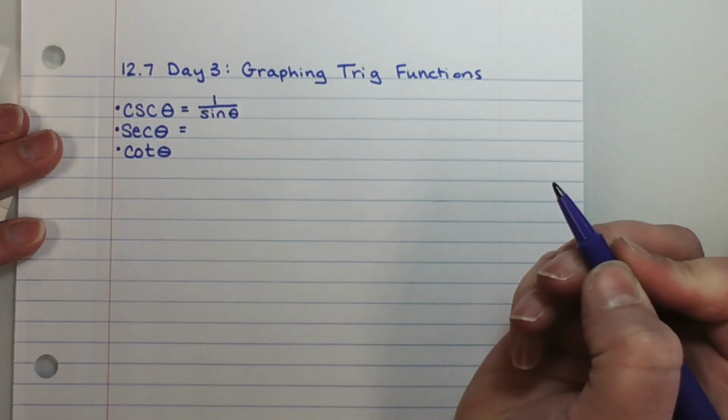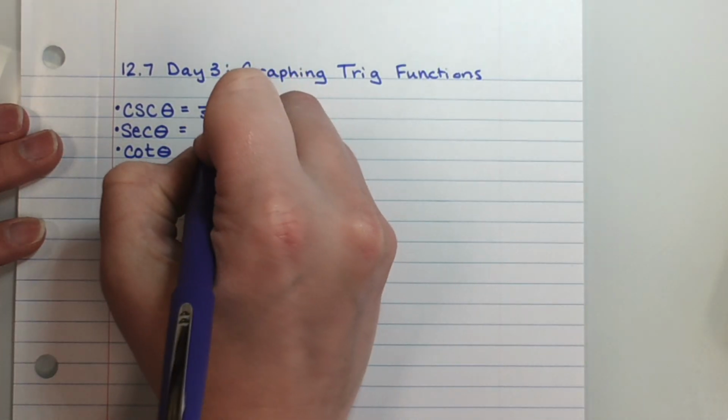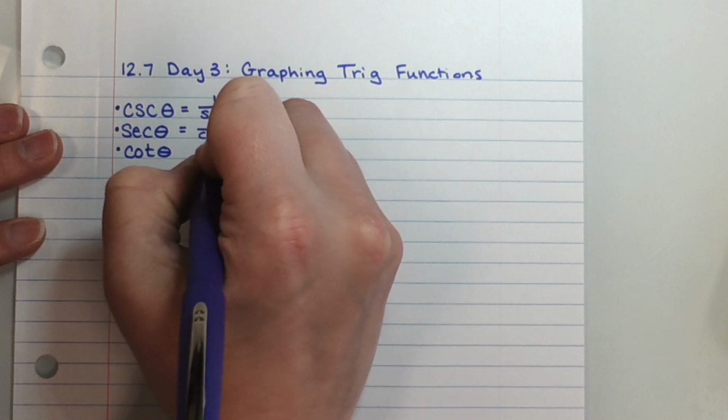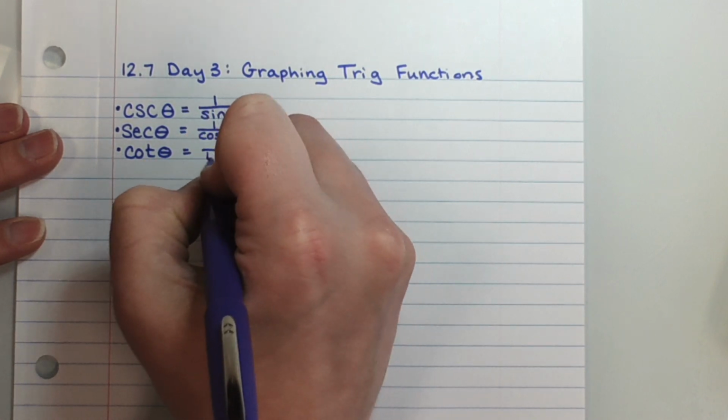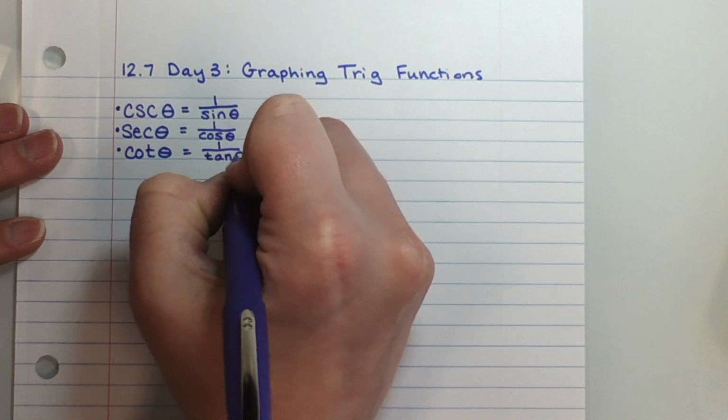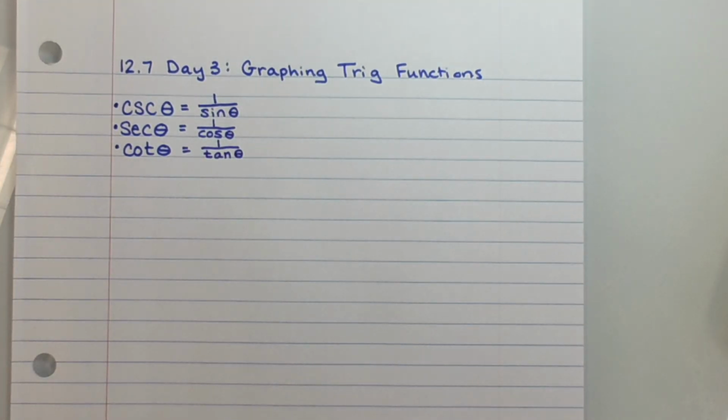Secant's the reciprocal of which one? Yep, cosine. Leaving cotangent to be the reciprocal of tangent. They are interrelated in the fact that that reciprocal piece tells us how to get from one graph to the other graph.